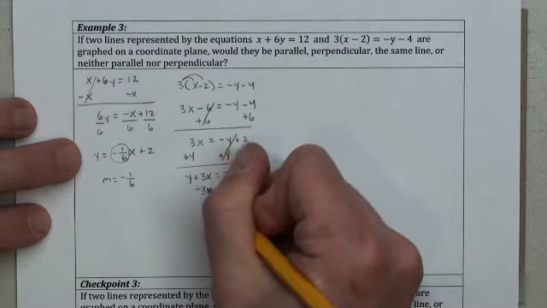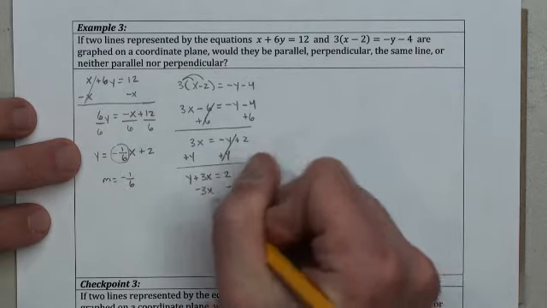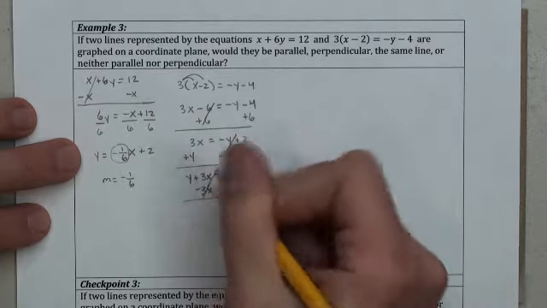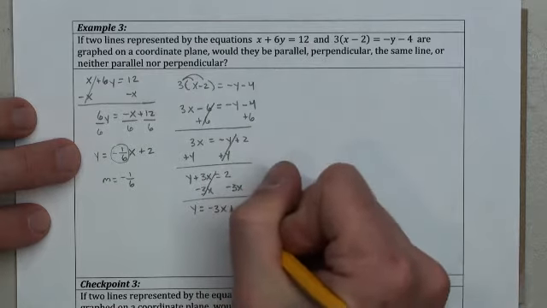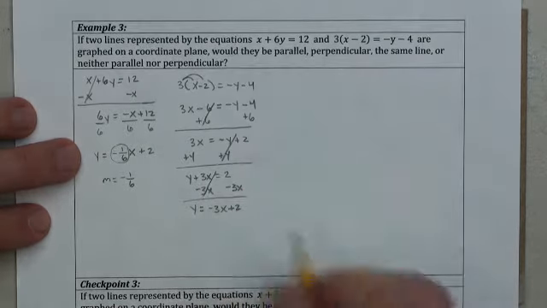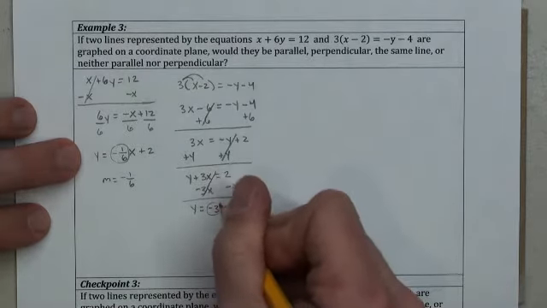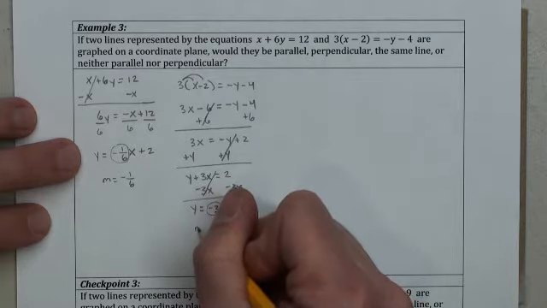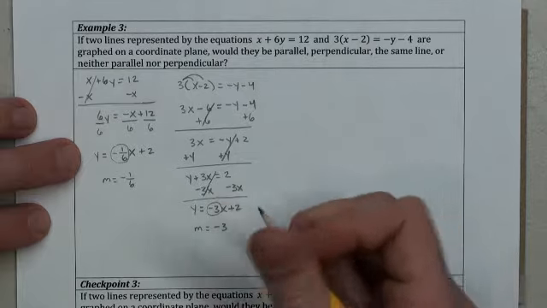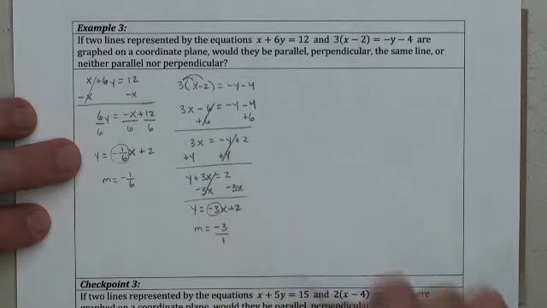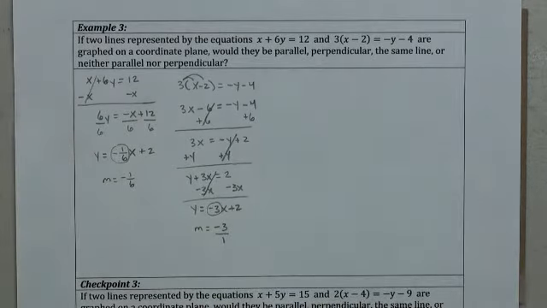Now I want to get my 3x onto the other side, so I subtract 3x. But remember, I want to put my negative 3x first, and then my positive 2 second. So my slope here is 3, but I write that as a fraction. I mean negative 3. So I have to write negative 3 as a fraction, so you just put it over 1. Okay?